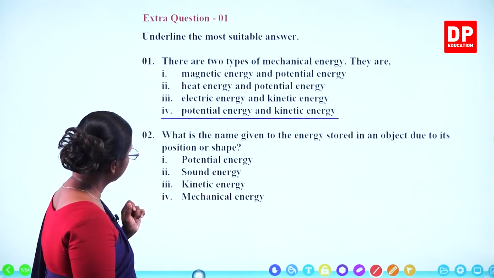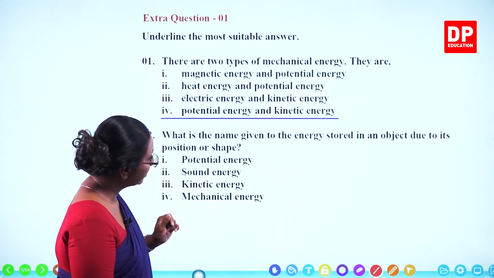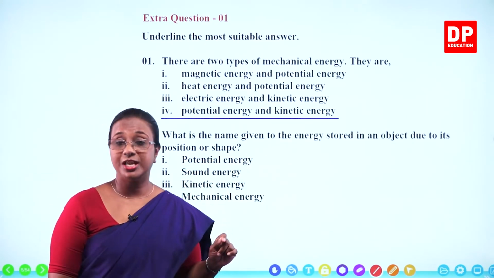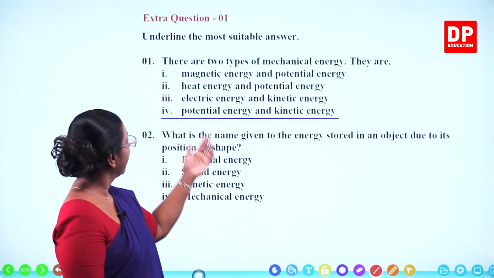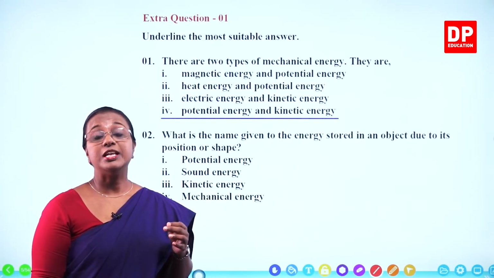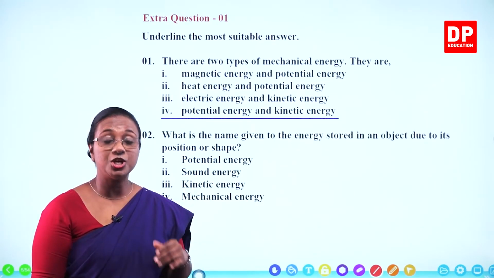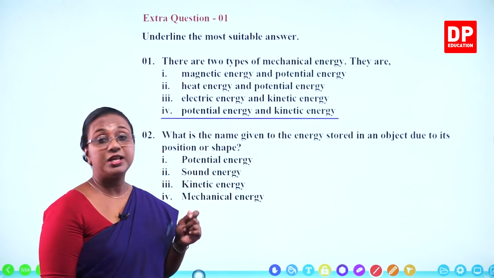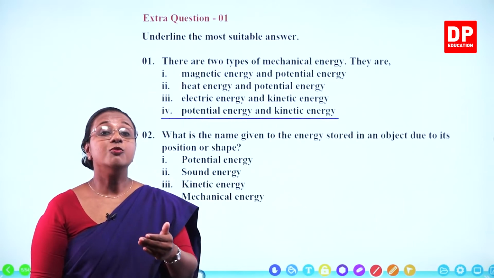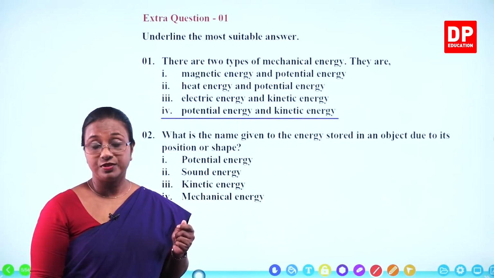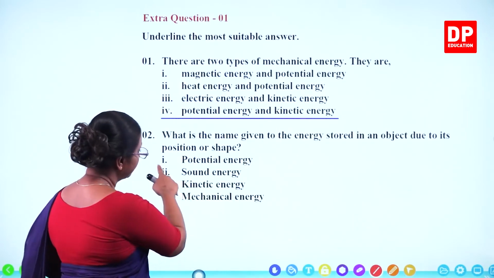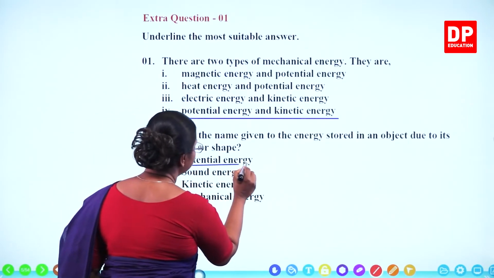Then the second question. What is the name given to the energy stored in an object due to its position or shape? I just mentioned that to you all. Out of the two types of mechanical energy, the energy stored in an object due to its position or shape is known as potential energy, whereas kinetic energy is due to the velocity and mass of the object. So here the answer should be potential energy. First one, potential energy, that is correct.